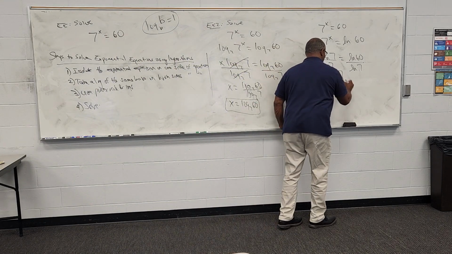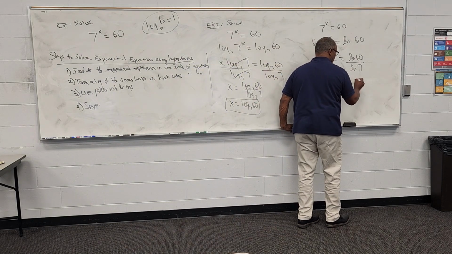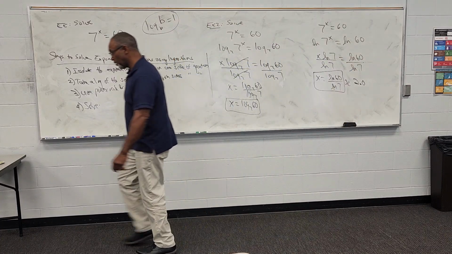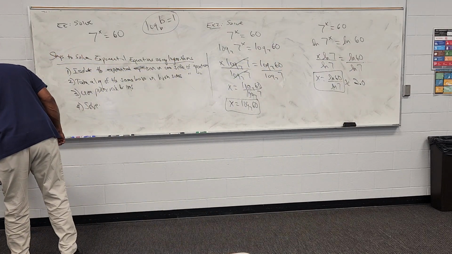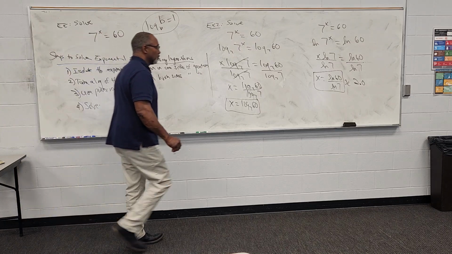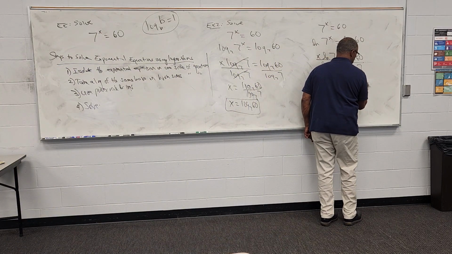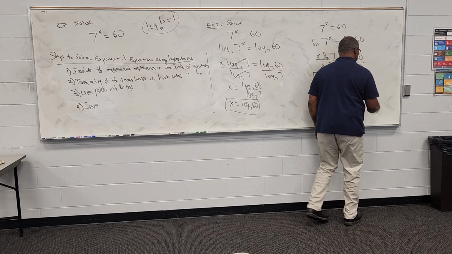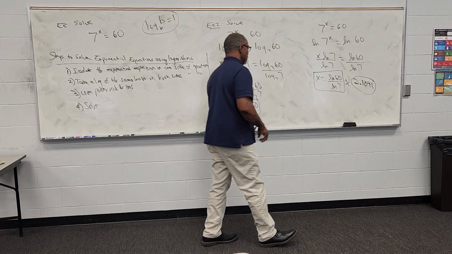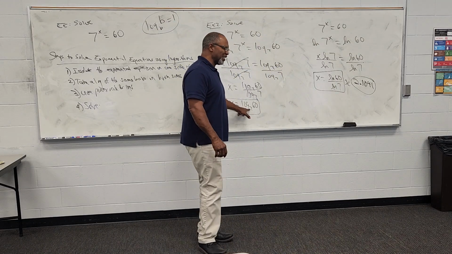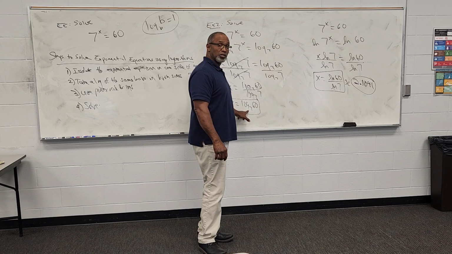This is the exact answer, but it's approximately 2.1041. So we see 2 different ways. And the reason we stay away from that is your calculator can't do log base 7. This is a correct answer.